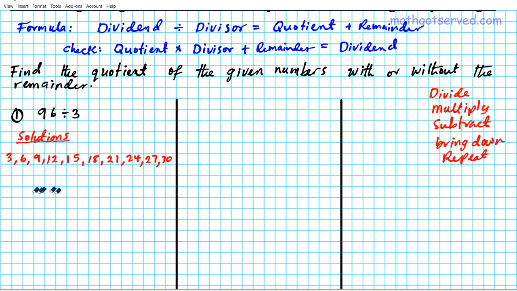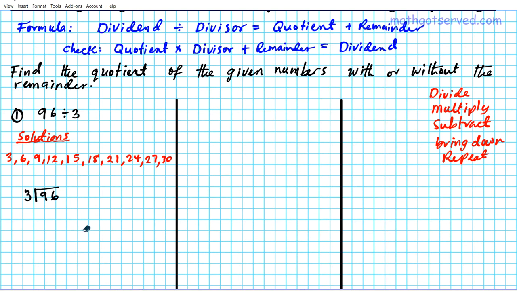Long division coming up. So we have 96 divided by 3. When you want to write it in long division, the one that comes second is written first, 3, and then the dividend goes underneath, 96. So this is 96 divided by 3. You kind of write it backwards.